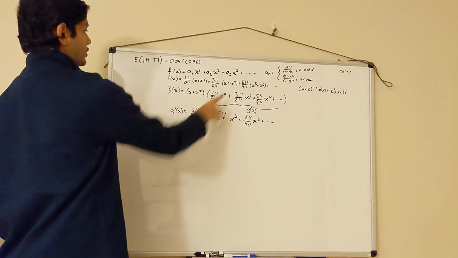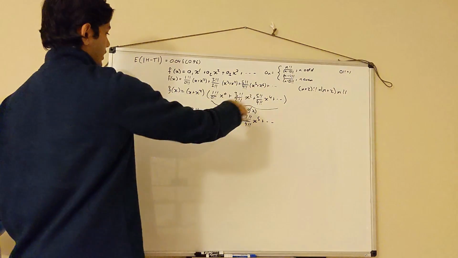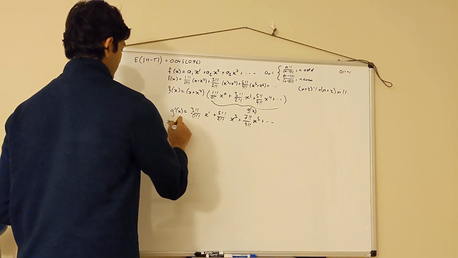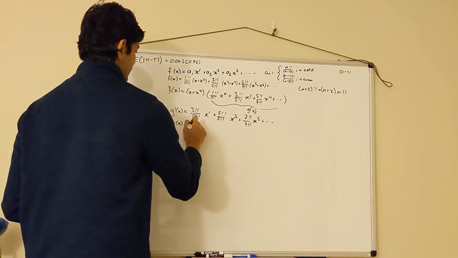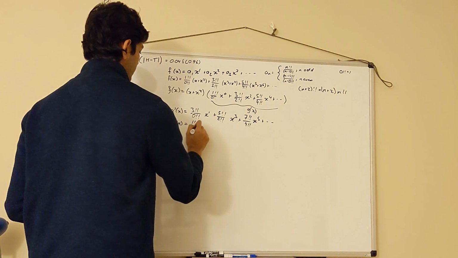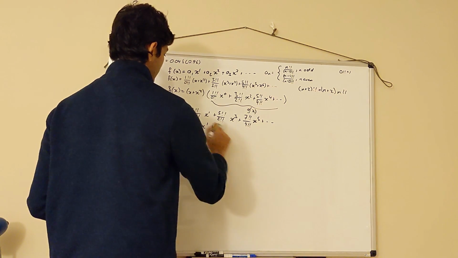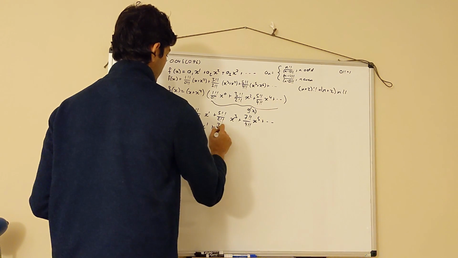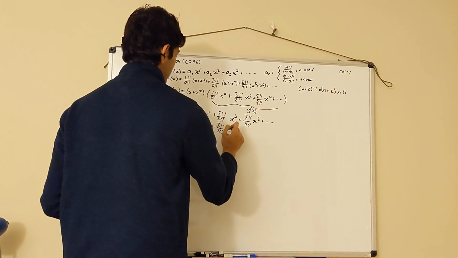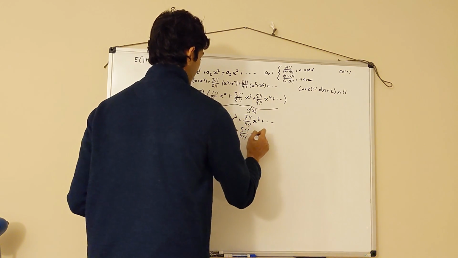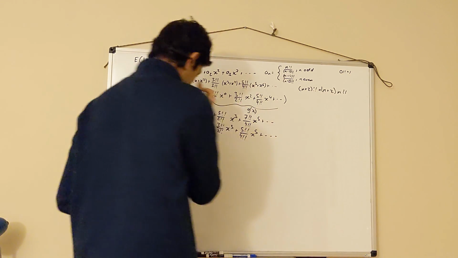So now, let's try and match our coefficients here. Notice that these denominators are the same, but the exponents are a bit different. So we can remedy that by looking at x times g of x. So what will this be equal to? Well, this is 1 double factorial over 0 double factorial times x to the power of 1, plus 3 double factorial over 2 double factorial times x cubed, plus 5 double factorial over 4 double factorial times x to the 5th, and so on and so forth.